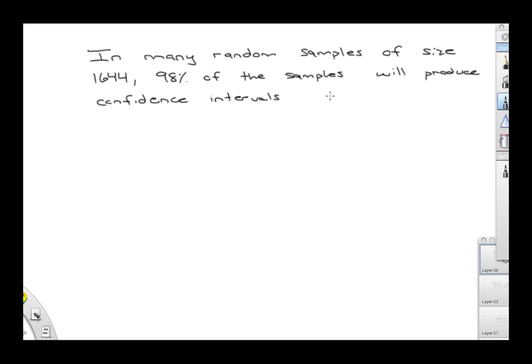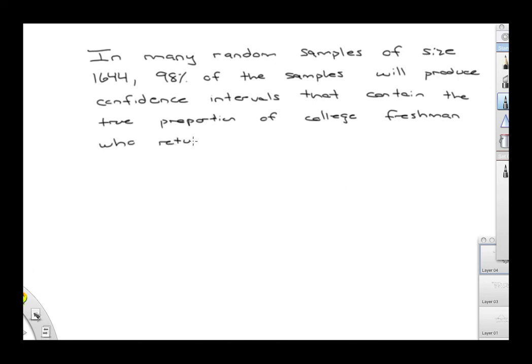98% of the samples will produce confidence intervals that contain the true proportion of college freshmen who return to school the next year.